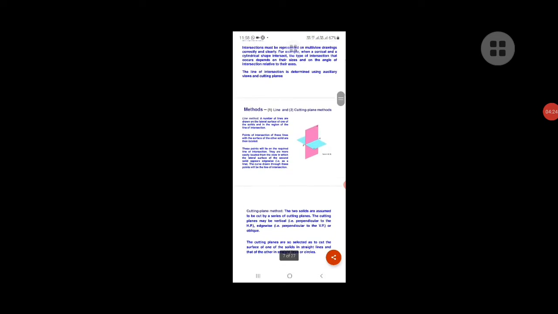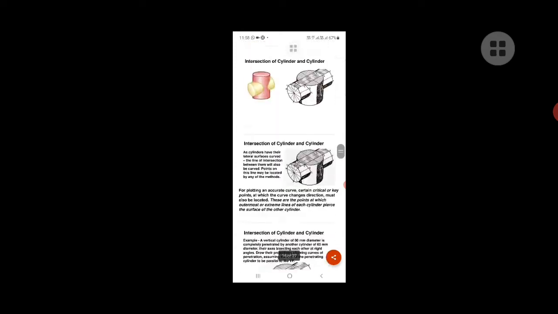So write down this: cutting plane method.